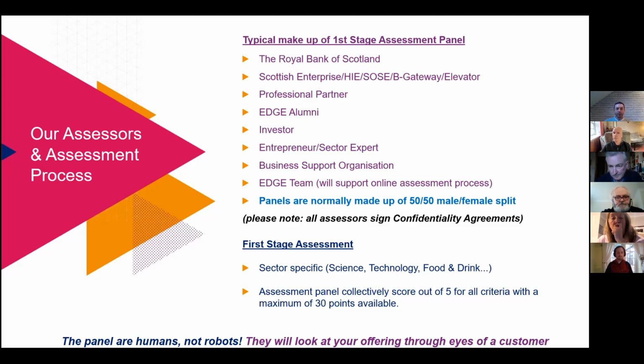On the odd occasion, we'll get some of the wider Scottish Edge team involved in doing some assessments, but in the main, the majority of the applications are looked at independently by people we bring in. We typically use around 90 to 100 different people for the full delivery of the Scottish Edge competition. At the different stages, from the first stage to the semi-final to the final, it is different judges at each stage who look at your application.